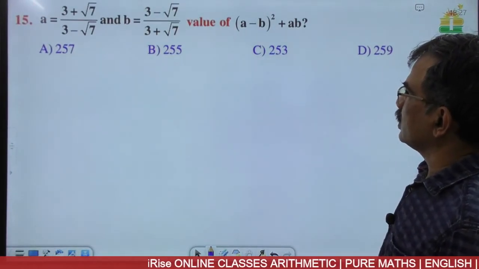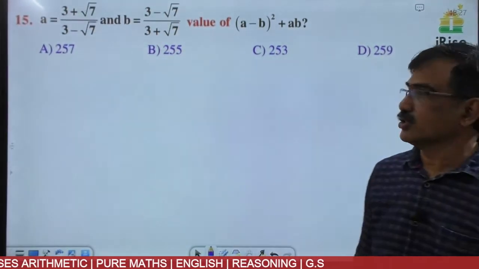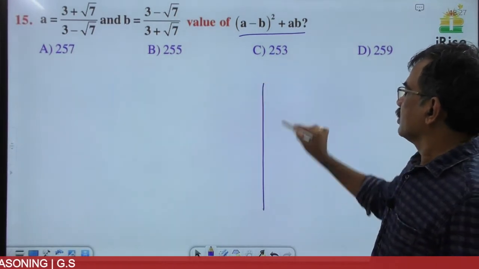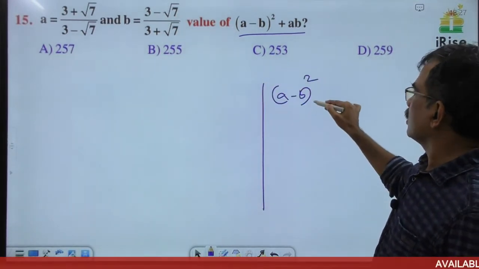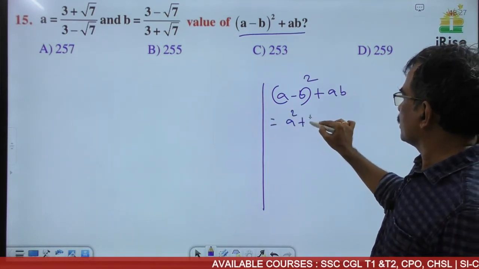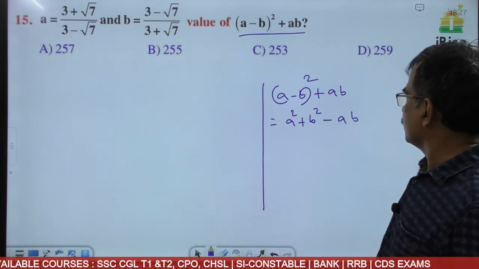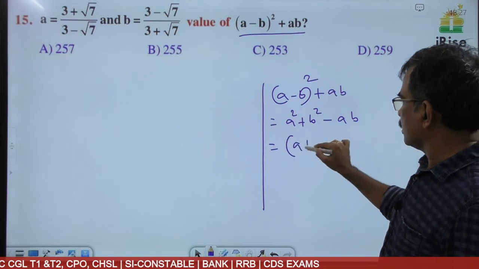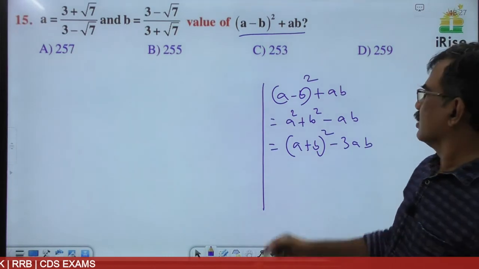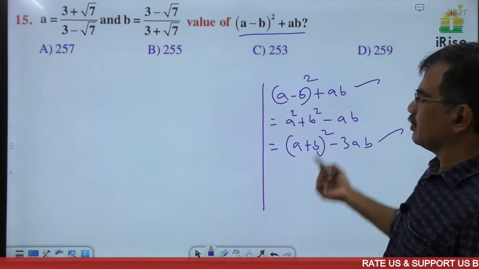If A is equal to 3 plus root 7 by 3 minus root 7 and B is 3 minus root 7 by 3 plus root 7, what is A minus B whole square plus AB? Here A minus B whole square plus AB is equal to A square plus B square minus 2AB plus AB, which is nothing but minus AB. Again this can be written as A plus B whole square minus 3AB. Or you can directly write this one also. Either finding A plus B or finding A minus B gives the answer.